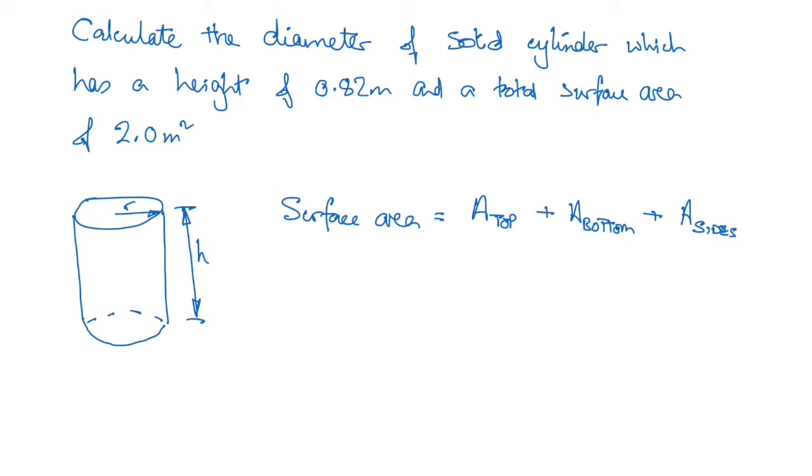So looking at the shape, the area for the top, the shape is a circle, therefore the formula for that will be pi r squared. Similarly for the bottom of the cylinder, the area again will be pi r squared.